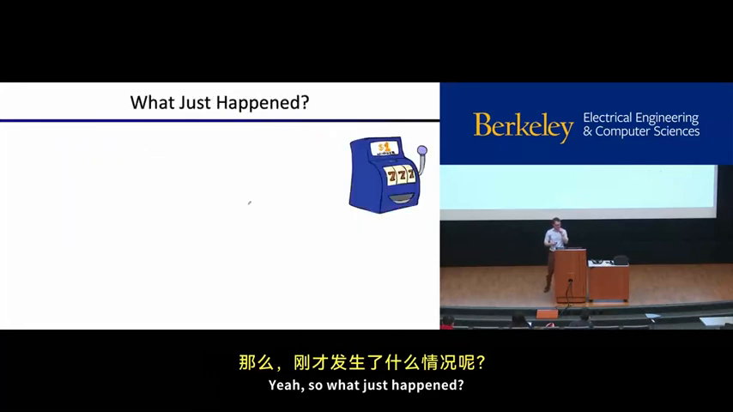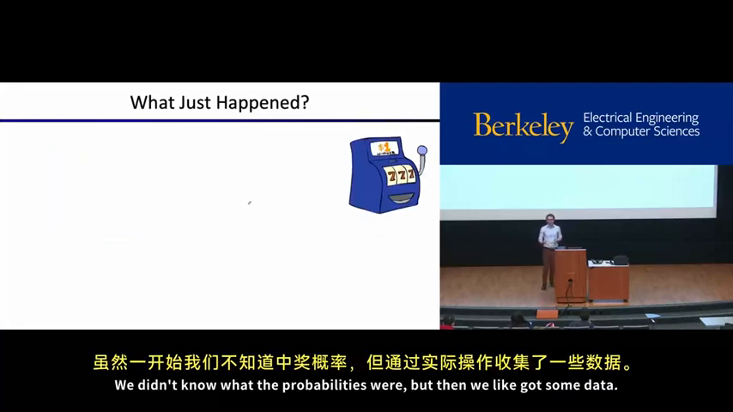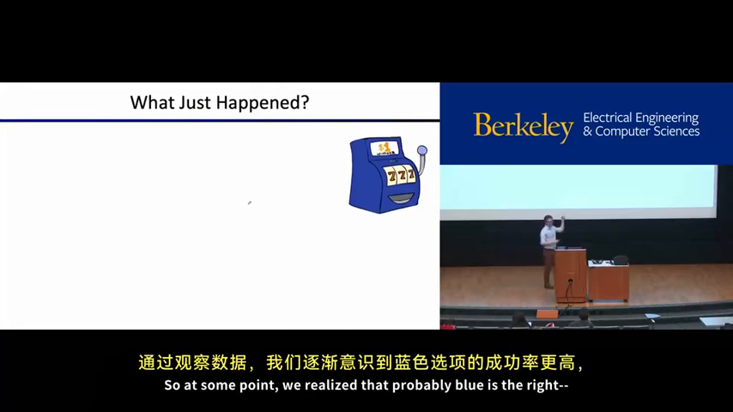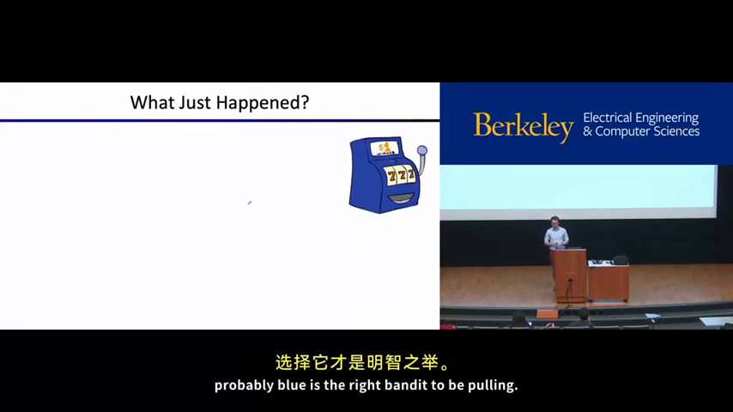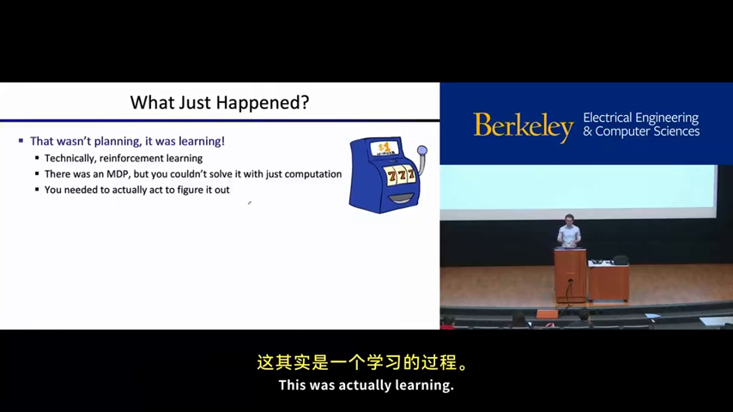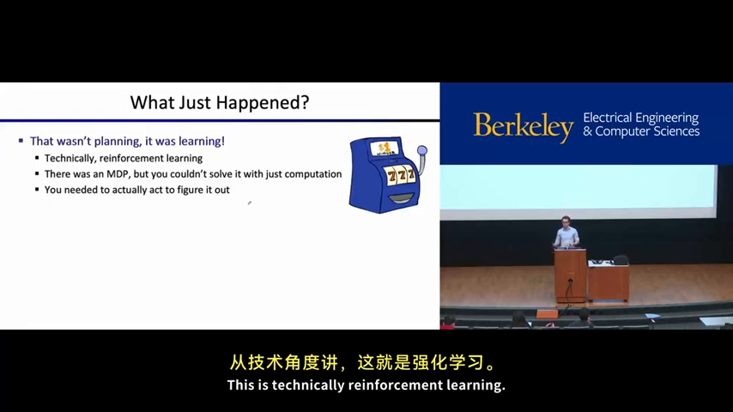Yeah, so what just happened? We have these 2 arms. We didn't know what the probabilities were, but then we gathered some data, and then we had a much better idea of what the probabilities were, right? So at some point, we realized that probably blue is the right bandit to be pulling. So technically this wasn't planning, this was actually learning. So we are building the model and planning in it at the same time. This is technically reinforcement learning.